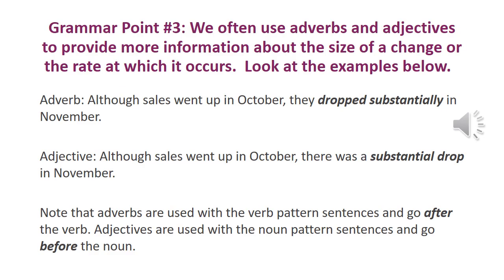Grammar point number 3. We often use adverbs and adjectives to provide more information about the size of a change or the rate at which it occurs. Look at the examples below. Adverbs. Although sales went up in October, they dropped substantially in November. Adjective. Although sales went up in October, there was a substantial drop in November. Note that adverbs are used with the verb pattern sentences and go after the verb. Adjectives are used in the noun pattern sentences and go before the noun.